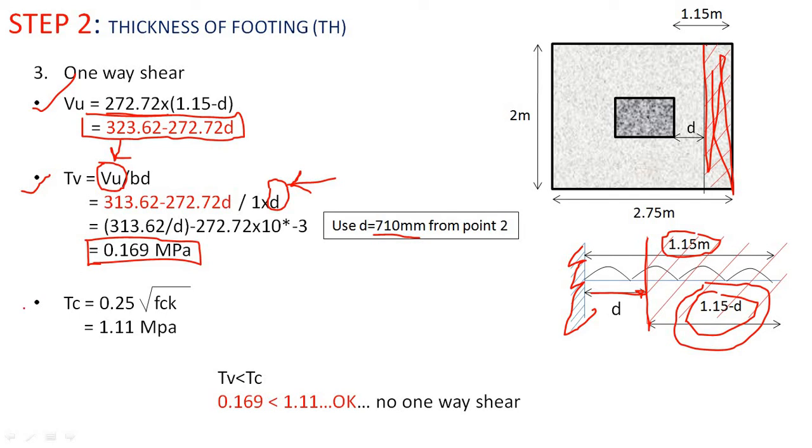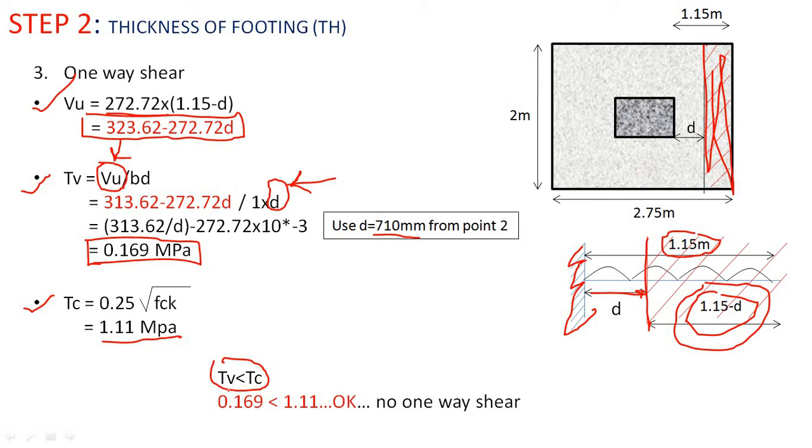MPa. So next we will find tau C. Tau C is equal to 0.25 root fck. So we will have the value of tau C as 1.1 MPa. So in our case tau V is less than tau C, which is 0.196 is less than 1.11 MPa, which means okay, there will be no shear failure.